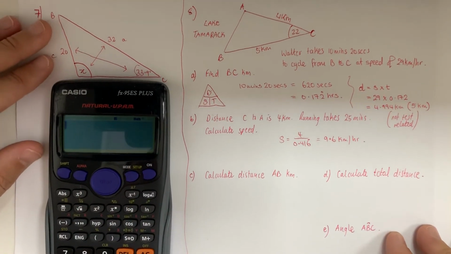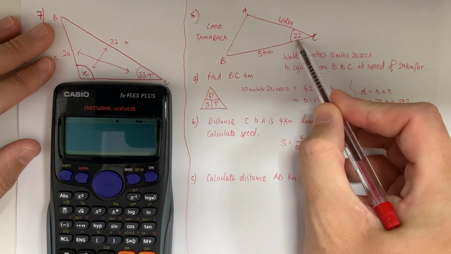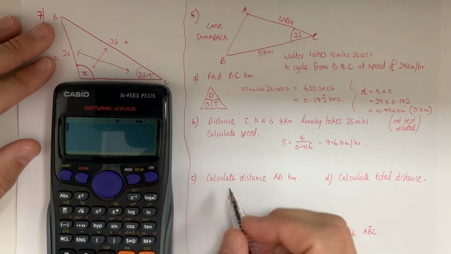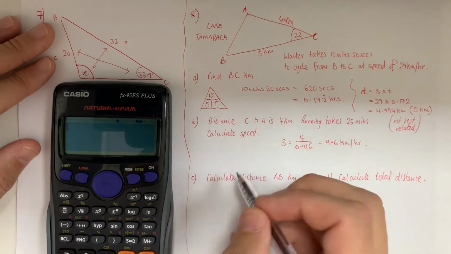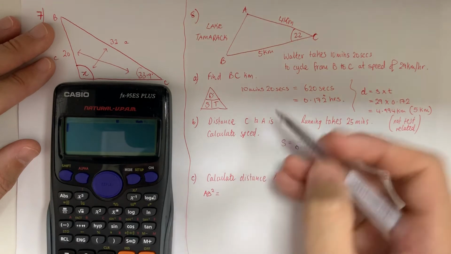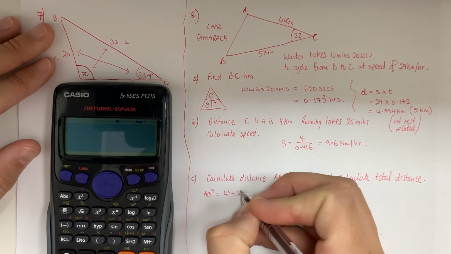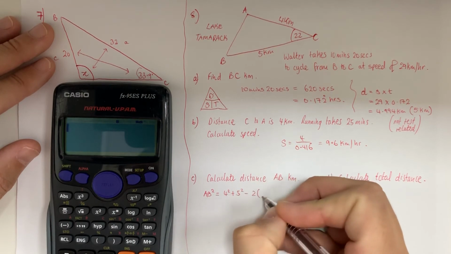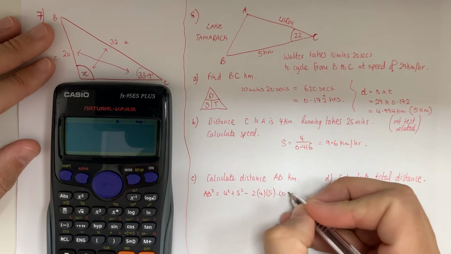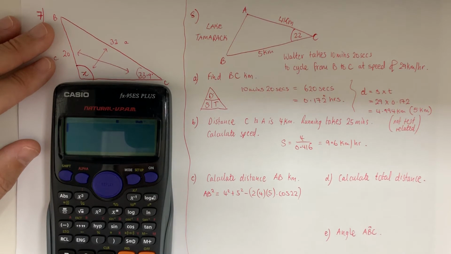Right, now on to AB. So we know that that's 5, we know that that's 4, we know that that's 22, and it's asked me to find AB, so it's going to be the cosine rule. So I can write it as AB squared is equal to, and then I use the two cozy sides, 4 squared plus 5 squared minus 2 times 4 times 5 times cos 22. And I always like to put that in brackets.